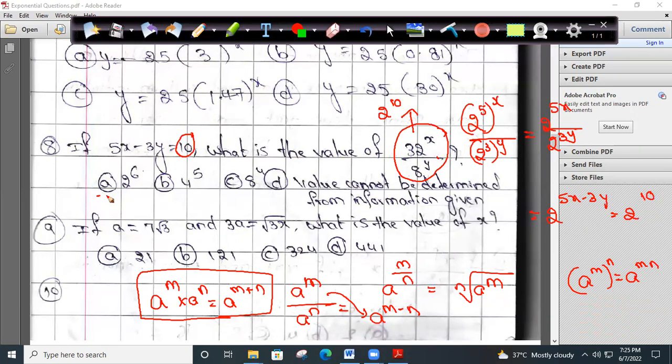Now try to look into option A. The moment I look into option A, I get 2 power 6. It is not 2 power 10. So A for Agra is meaningless. Now try to look into option B. The moment I look into option B, it is 4 power 5.